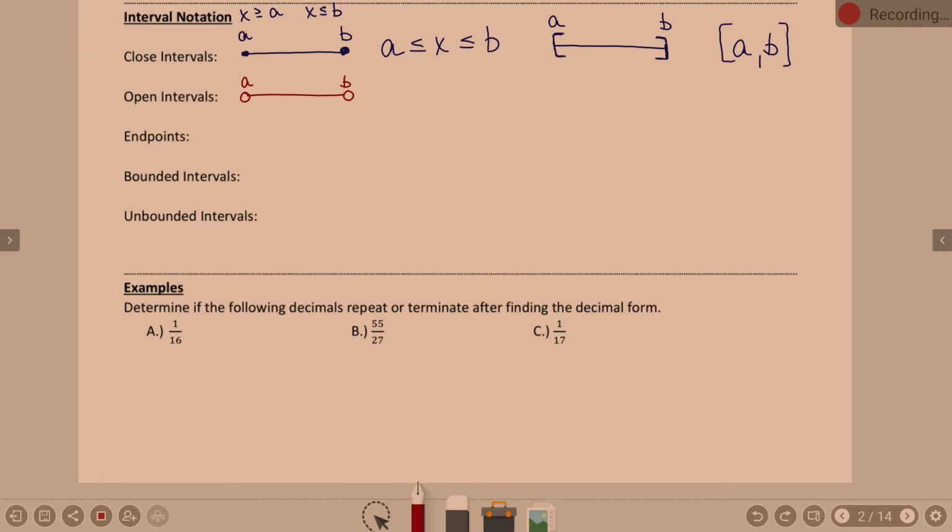Because the dots were filled in. Why am I not putting equal to now? Because the dots are not filled in. So this is A less than X less than B.